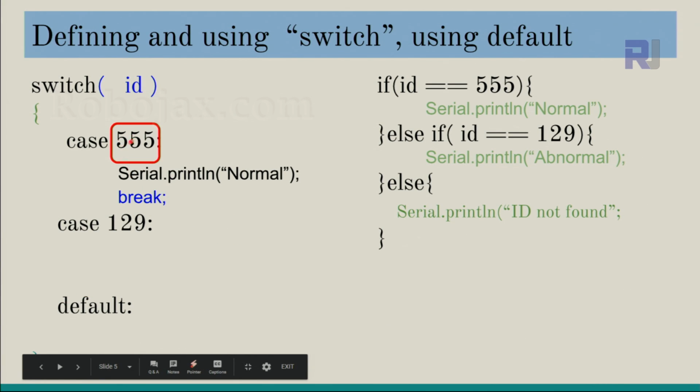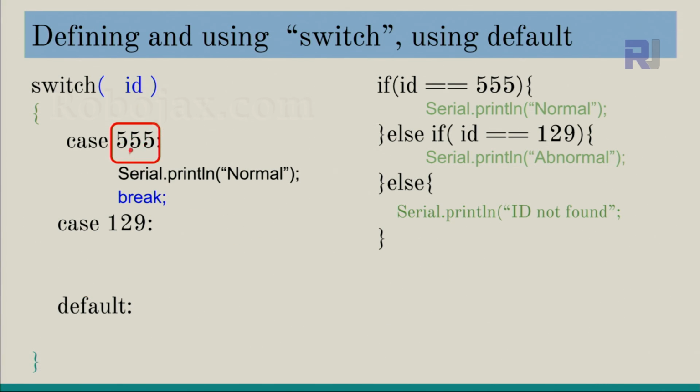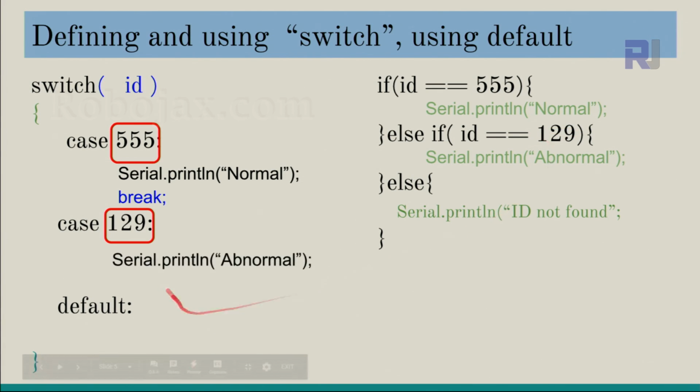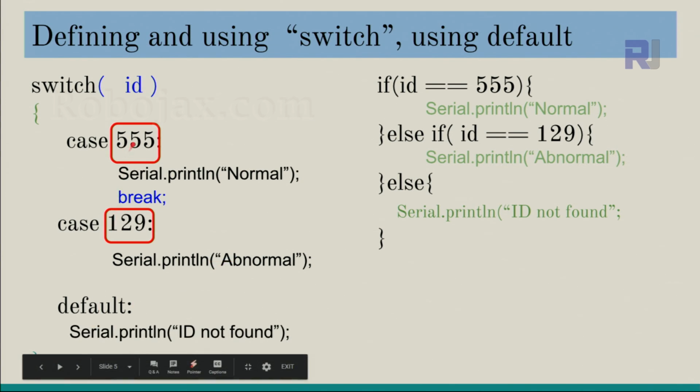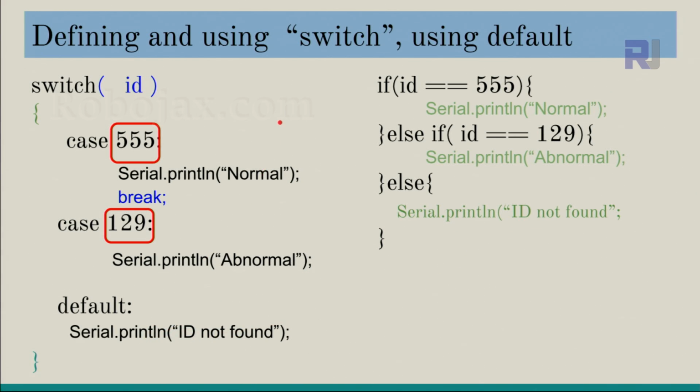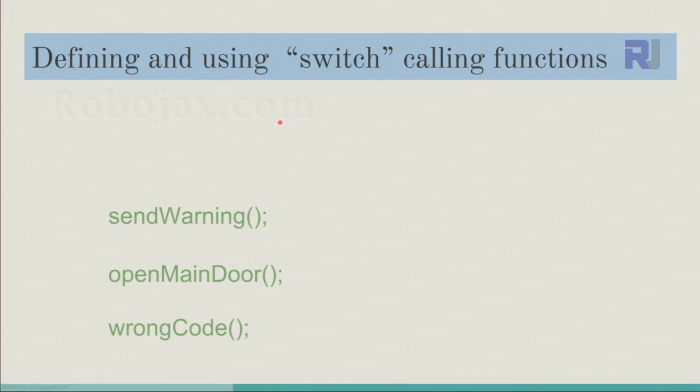If the id is not equal to 555, then it compares this one, 129, with id, like this line. If that is true, print this line. And if that is not true, then default means this is not true, this is not true, so just do this: id not found. So this is how we use the switch, and now let's go for another example.